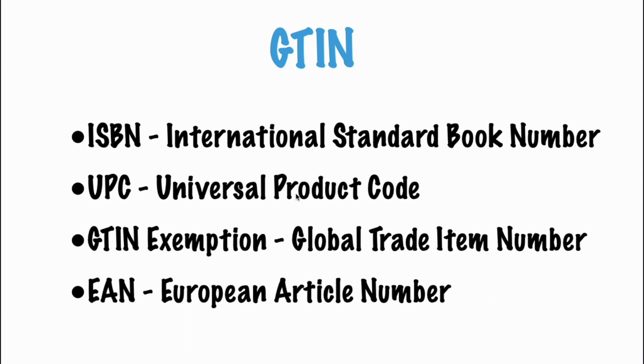For listing your product on Amazon, you need some product ID. I would recommend you to use UPC. If you don't have the product code, then you can use GTIN exemption for your generic or private label brands. So guys, let me show you in Seller Central where you can find these product IDs.